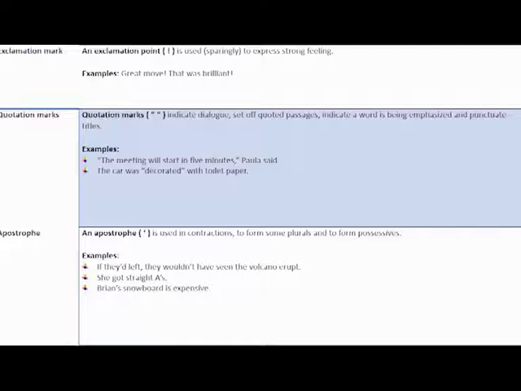And then we also have, "She got straight A's." In this sentence, we use the apostrophe to show the plural of the A's that she got. And then we have, "Brian's snowboard is expensive." In this sentence, we use an apostrophe to show the possessive, to show that the snowboard belongs to Brian.